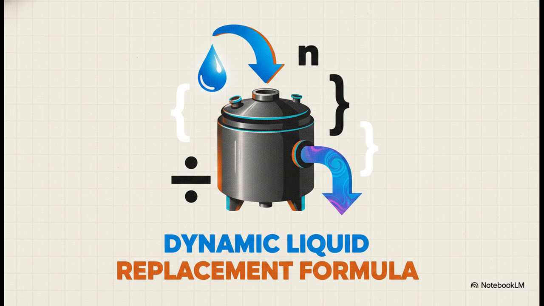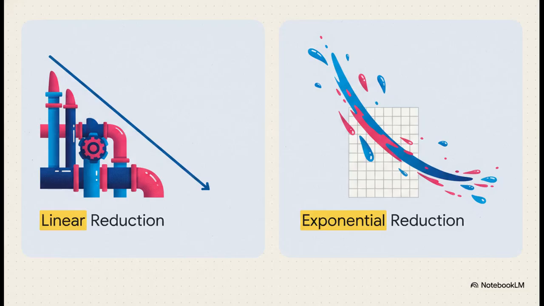This is specifically built for those operations where a set amount of liquid is repeatedly taken out of a vat or a tank and then replaced by pure water, or whatever base liquid you use, over and over again. And here is a super common trap. People often think that removing and replacing liquids reduces that original component linearly. But actually, scratch that. It absolutely does not.